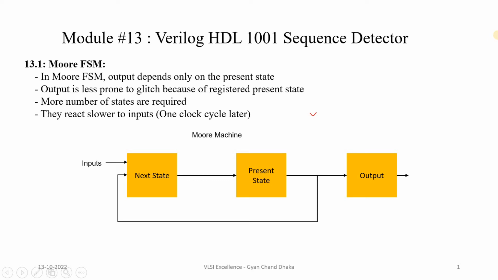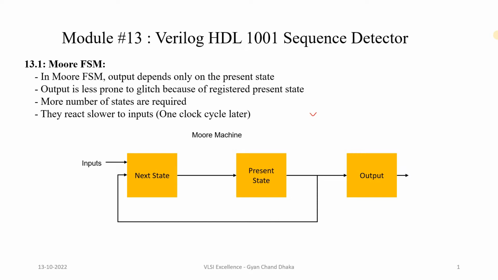Hi everyone, welcome back. In this module, we are going to continue part B of module 13 of our Verilog HDL crash course. In part 1 of module 13, we discussed everything about finite state machines in Verilog. We covered Moore and Mealy FSM in detail, and also what is the difference between a Moore FSM and a Mealy FSM.